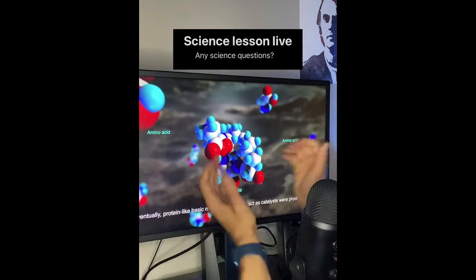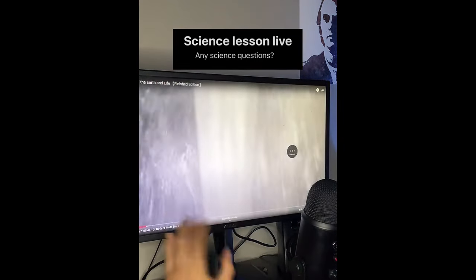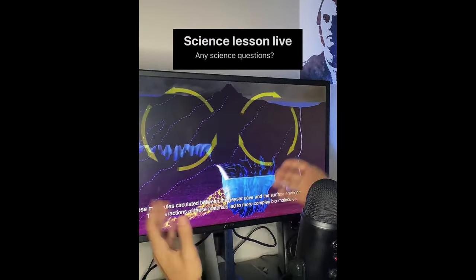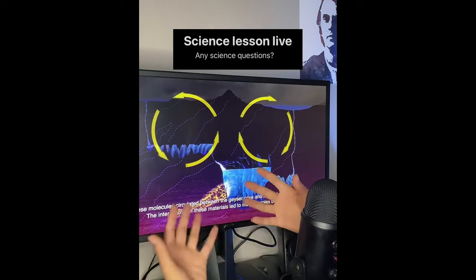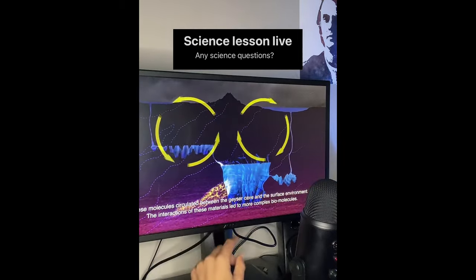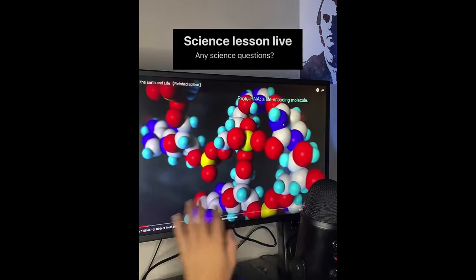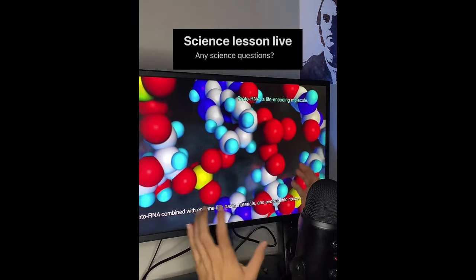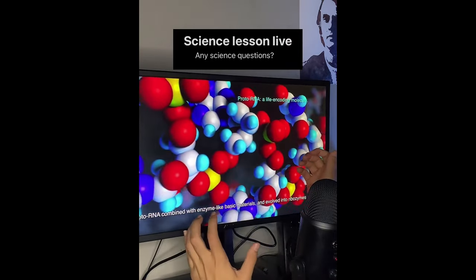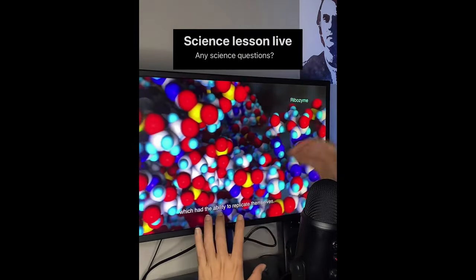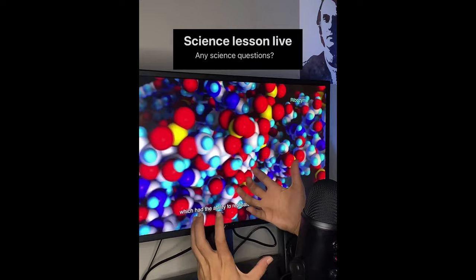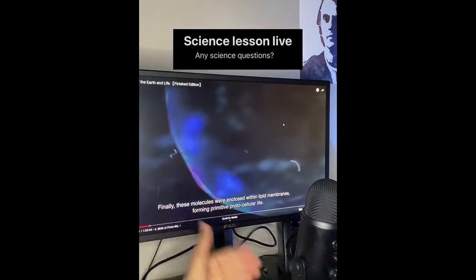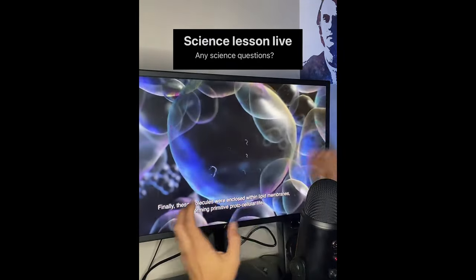Again, this is how the first life emerged. Once these amino acids and more complex polypeptides meet with the protocells, you have the first living things. Now, of course, we don't have every single detail. There's much to learn here. But the point is that we have a good idea as to how the first life got here, how the first RNA got here, the first enzymes and proteins. They emerged from these amino acids and the chemical evolution. And here we go. 4.2 billion years ago, the first life.